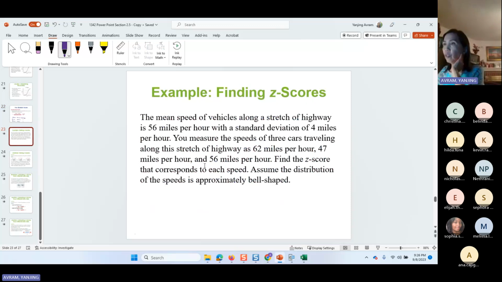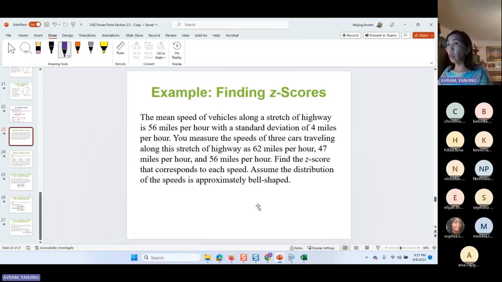Okay, so how do we find a z-score? This will be our last topic for today. The mean speed of the vehicles along a stretch of a highway is 56 miles per hour, with a standard deviation of 4 miles per hour. You measure the speed of 3 cars traveling along this stretch of the highway as 62 miles per hour, 47 miles per hour, and 56 miles per hour. Find a z-score for each speed.